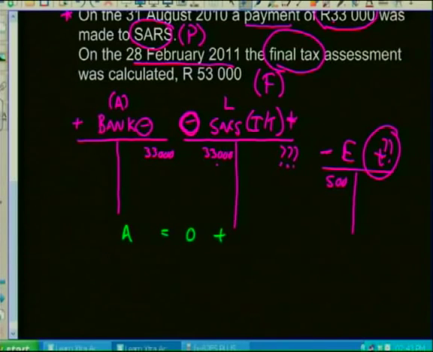Okay, you guys got that? Brilliant. Let's now look at the effect this transaction would have on your accounting equation. A is equal to O plus L. Again, bank is an asset. My asset is decreasing by 33,000. Let's now look at SARS income tax. SARS is a liability, and my liability is also decreasing by 33,000. Okay, you guys got that?